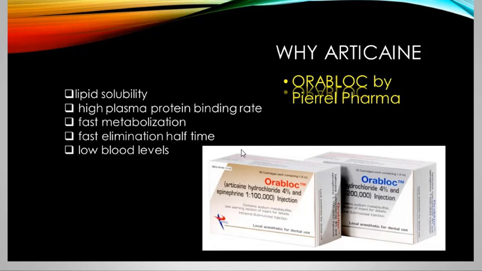Any questions? I see one question here. Yes, I am using Articaine for blocks, and all the research shows there's no problem. You can pull the research off of the OraBlock website.